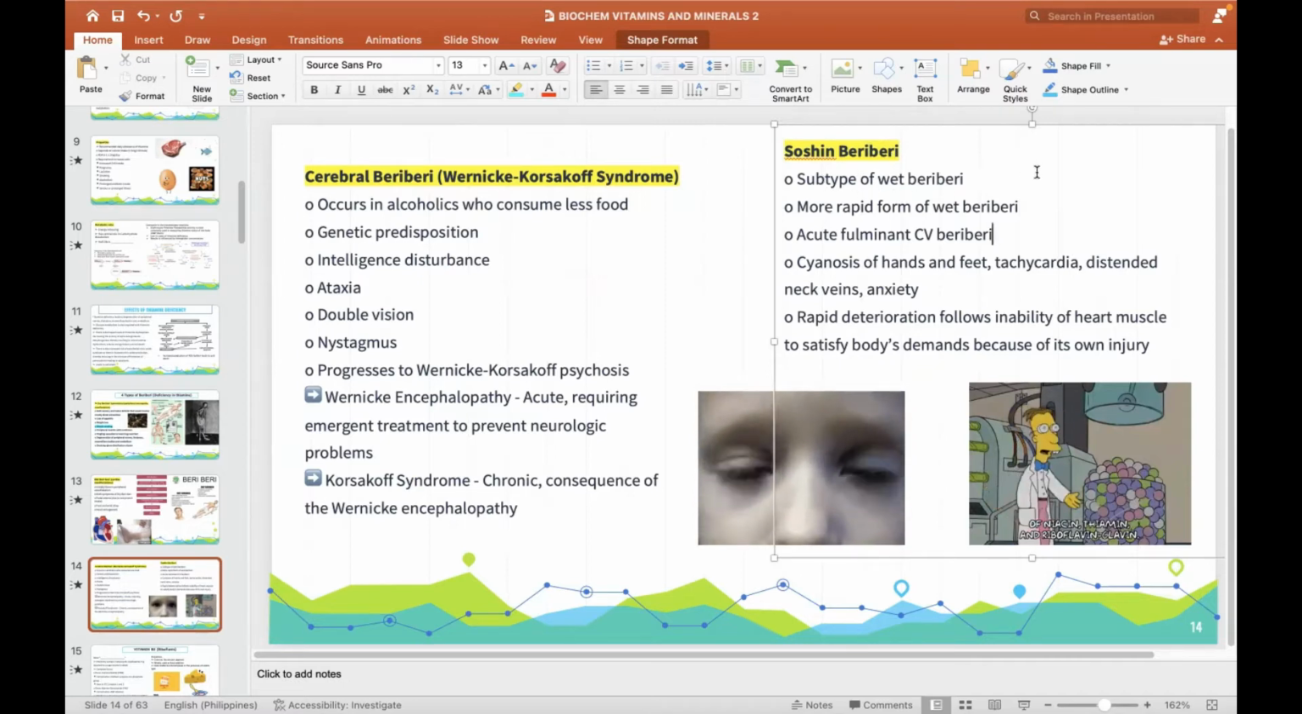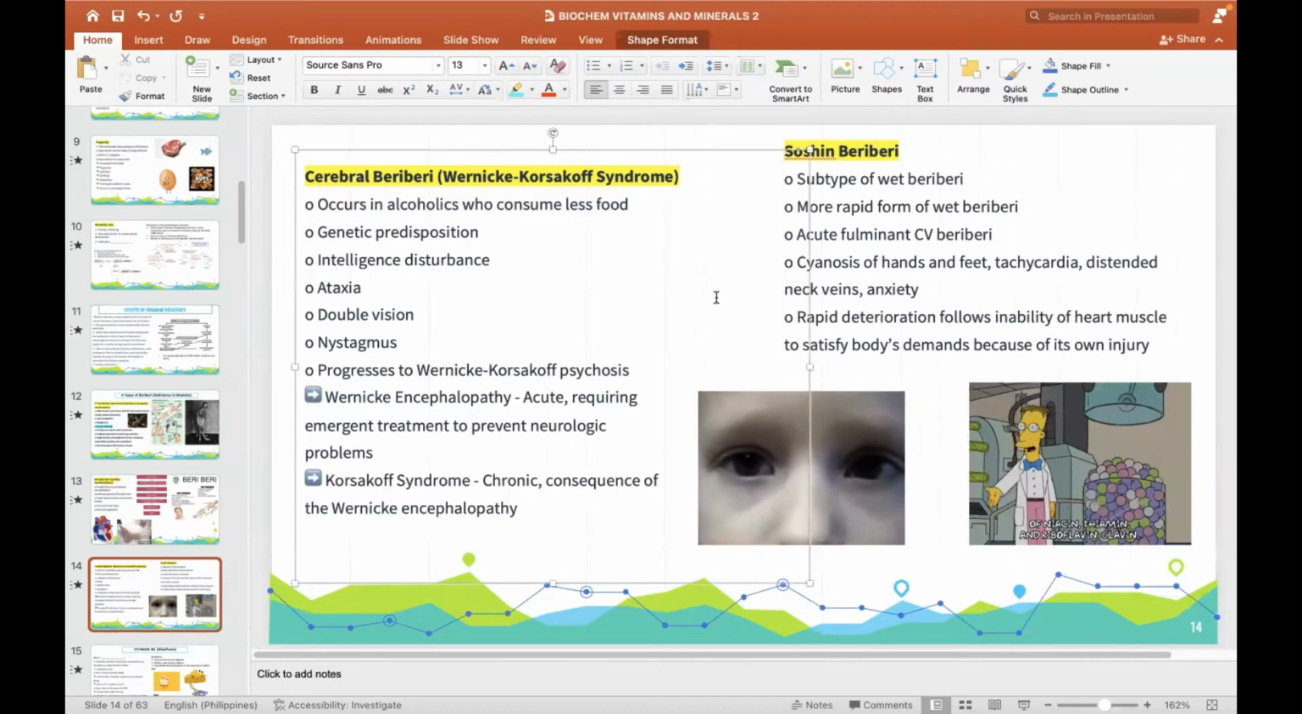It is a more rapid form of wet beriberi. It is an acute fulminant form of cardiovascular beriberi. Usually, makikita natin dyan yung mga cyanosis of hands, feet, tachycardia, distended neck veins, and anxiety. And lastly, rapid deterioration follows inability of the heart muscle to satisfy the body's demands because of its own injury.